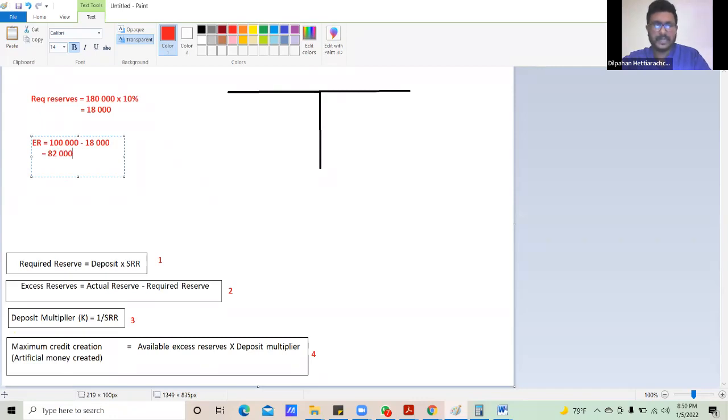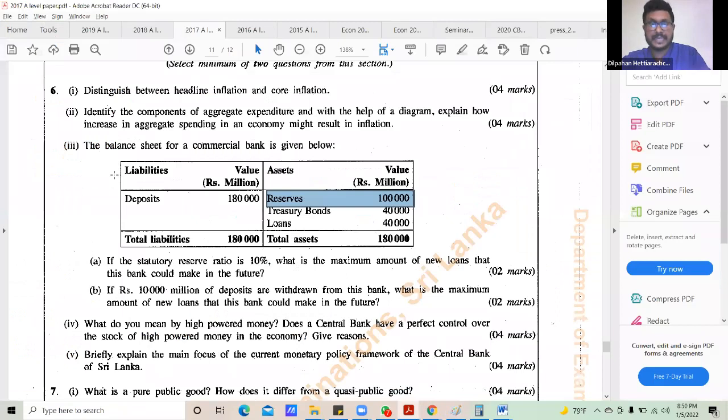82,000. So what is this excess reserve? That is the answer for this question: what is the maximum amount of new loans that this bank could make in future? The answer is 82,000. So then you might ask a problem. You calculated excess reserves and now you are telling the new loans is also 82,000. Yes. Whatever excess reserves a commercial bank has will be converted into loans in future, and that is the possible amount of loans that banks can grant in future.